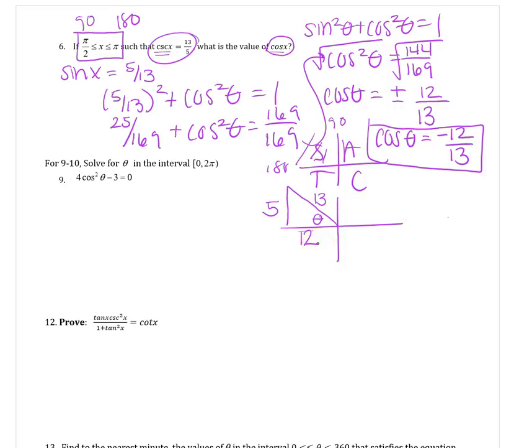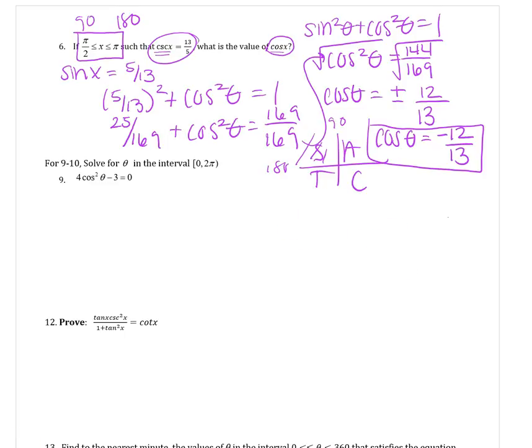This is also a 5, 12, 13 Pythagorean triple, which some of you may recognize. So then if I want cosine, that's adjacent over hypotenuse, or 12 over 13. But since the angle's in the second quadrant, cosine's going to be negative. So I end up with the same exact result. Technically, that's a negative 12. You're going to the left 12.